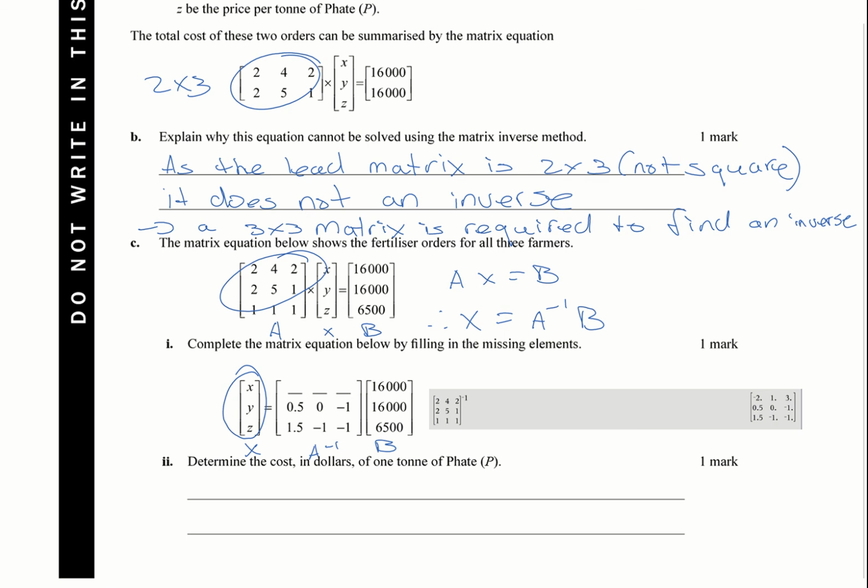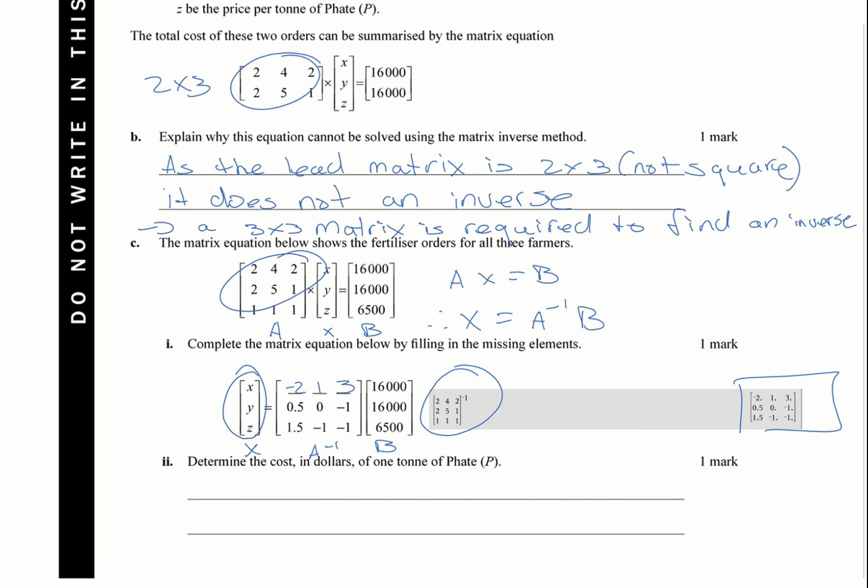So what you get when you invert it, here I've got it from a calculator, is this matrix. As you can see, on the second row the values are the same, and on the third row the values are the same. So what we've got at the top is we'd write -2, 1, and 3.